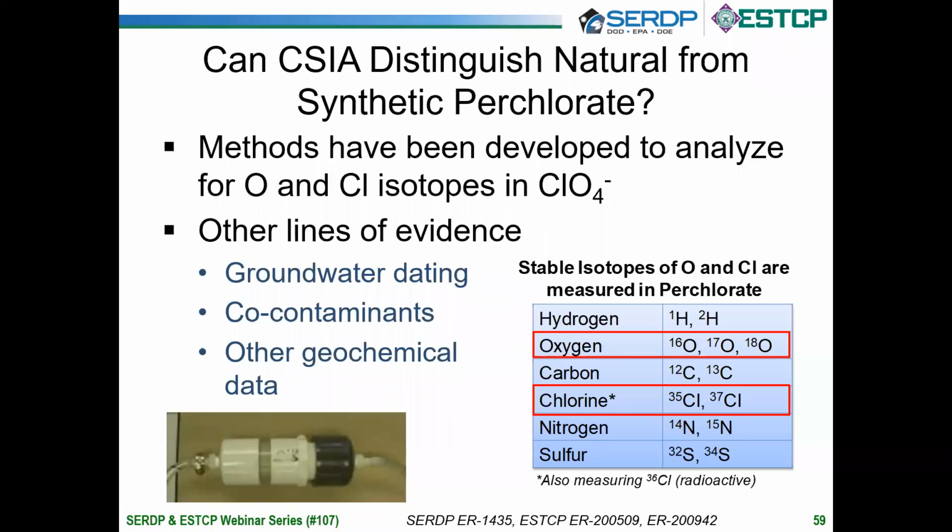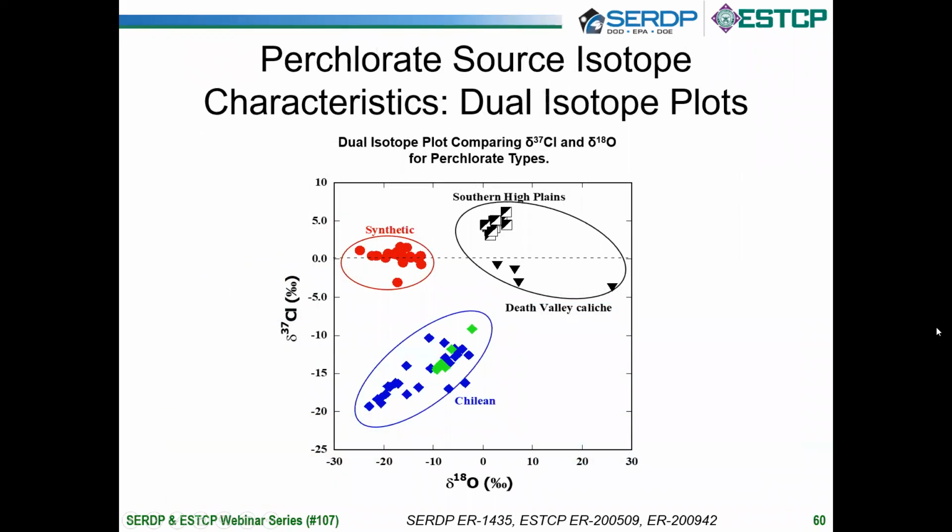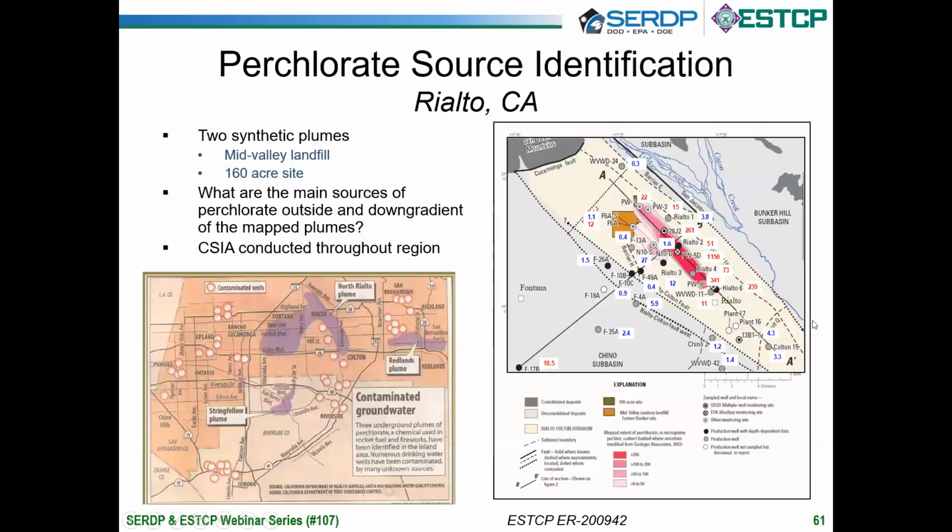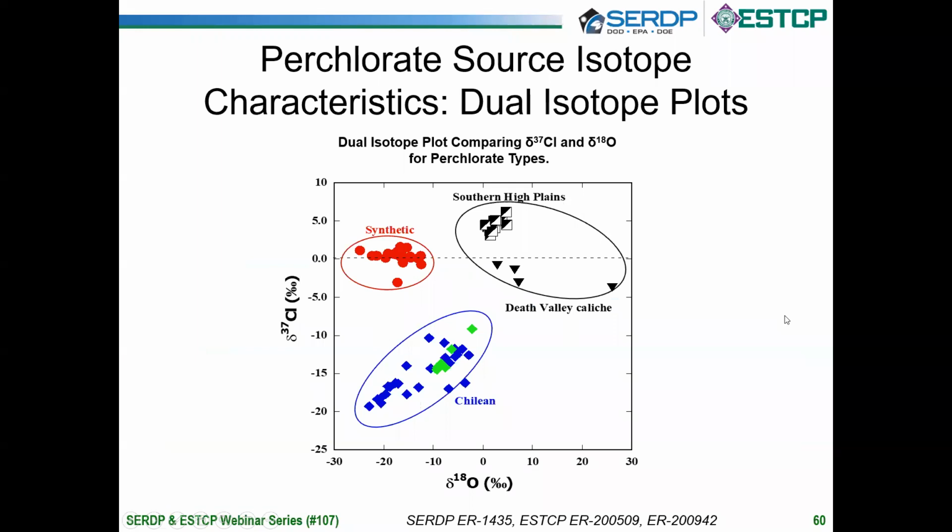So really good methods were developed. A question came up before about sampling. In this case, small ion exchange resin columns were typically used. They're attached to wells, and then perchlorate-contaminated water is pumped through the resin to collect the perchlorate, which is then extracted and purified off of the resin in order to do the isotopic analysis. Okay, so let's just back up.